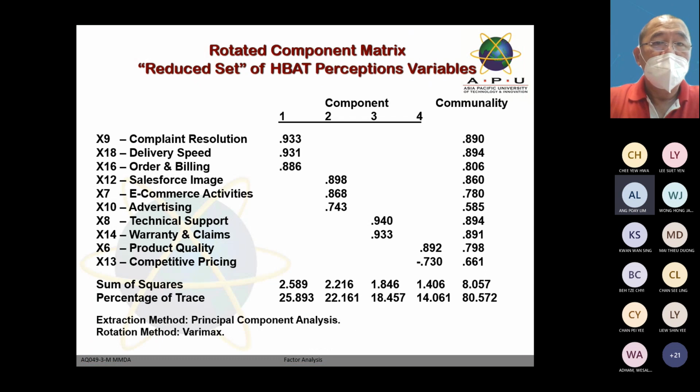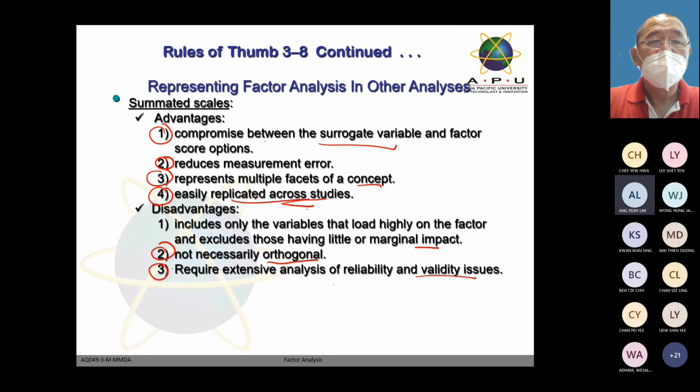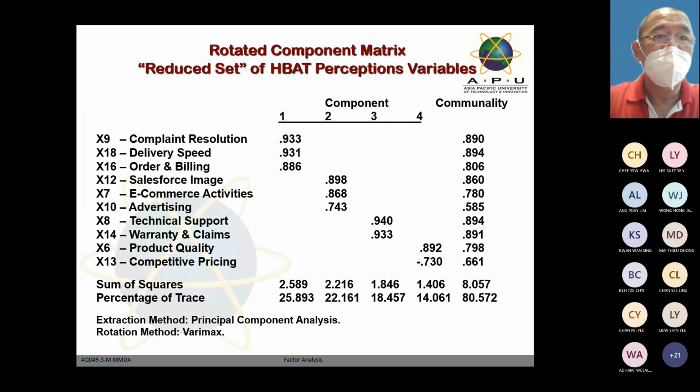Sorry, sir. Can I ask you about the surrogate variable? Surrogate variable means inside the factor we have a few variables, and we pick one to represent the factor. Correct. Thank you, sir. Yeah, good. Okay. So if no problem, now we see this one.